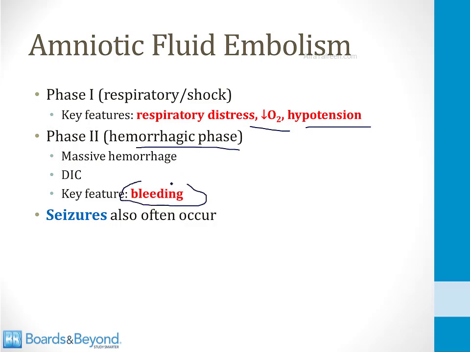The key feature here, obviously, is bleeding. The woman often goes into a coma and can potentially develop seizures, and I point out the seizures because in a board question you might think this is eclampsia because you see seizures during pregnancy, but eclampsia will usually occur on top of pre-existing preeclampsia, meaning hypertension and proteinuria. If it occurs out of the blue in a woman who has otherwise had a normal pregnancy, then they're probably talking about an amniotic fluid embolism, especially if it occurs in the setting of shock and bleeding.